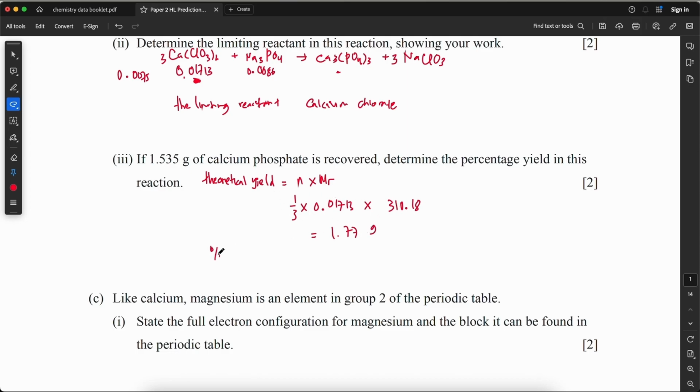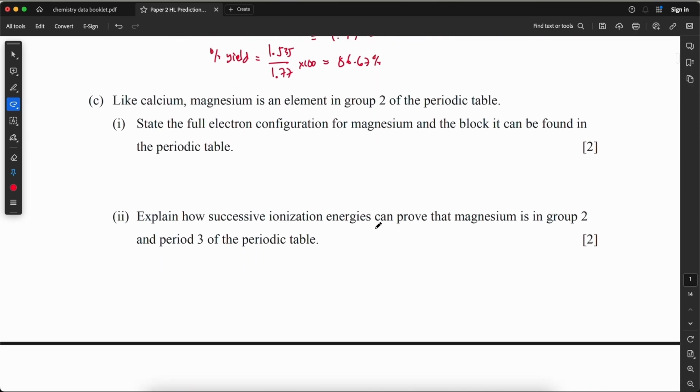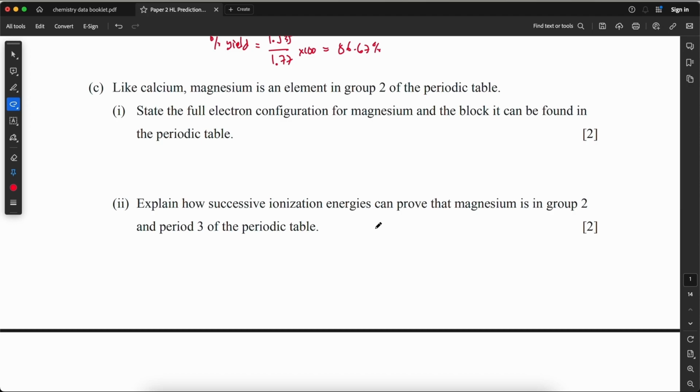So percentage yield will be 1.535 divided by 1.77 times 100. That would be 86.87%.